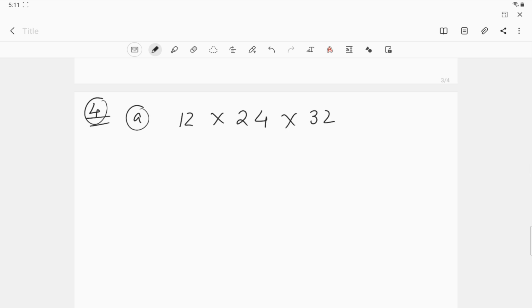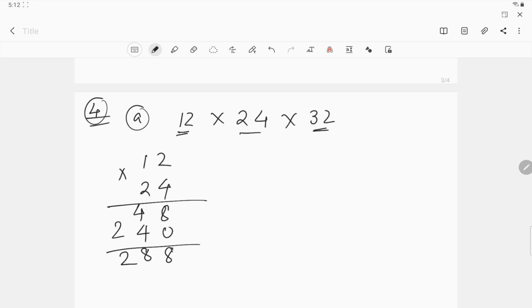How to multiply? First of all, you have to multiply any two numbers. You can multiply 12 by 32 or 24 into 32, any two numbers. If I multiply 12 and 24, you will get 4 twos are 8, 4 ones are 4, then 0, 2 twos are 4, and 2 ones are 2, so 288. Now this is our result, the product, and again multiply this number, 288, by 32.